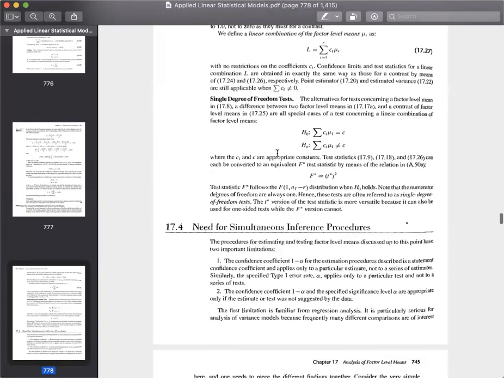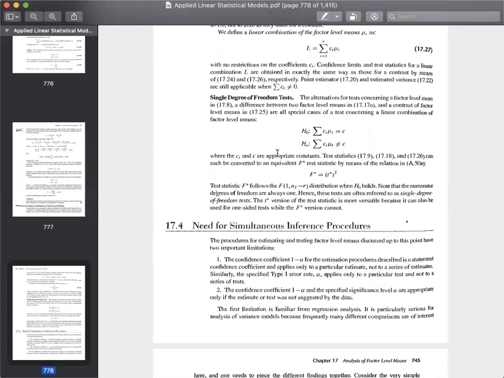The single degree of freedom tests. The alternatives for tests concerning a factor level mean in 17.8, a difference between two factor level means in 17.17a, and a contrast of factor level means in 17.25 are all special cases of a test concerning a linear combination of factor level means, where the null hypothesis is the summation of c_i mu_i equaling c, and the alternative hypothesis is the summation of c_i mu_i not equaling c, where the c_i and c are appropriate constants.